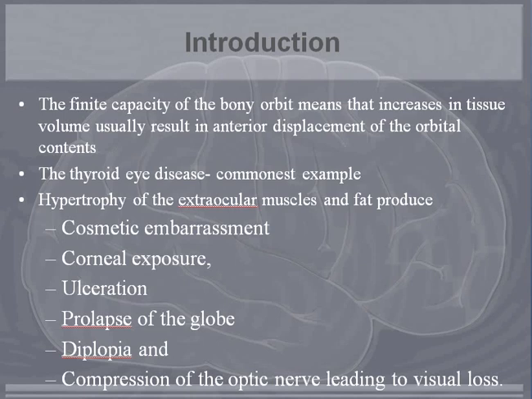The hypertrophy of the extraocular muscles and the fat produces cosmetic embellishment, corneal exposure, ulceration, prolapse of the globe, diplopia, and compression of the optic nerve leading to visual loss.